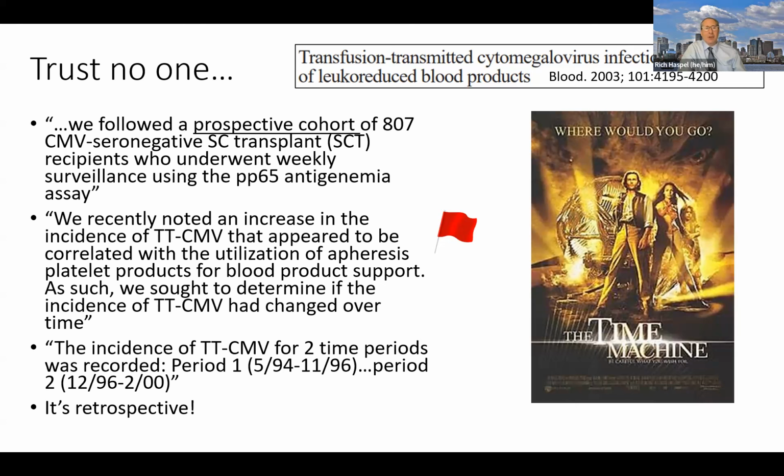So this was published in Blood, a good journal, but they're saying they did a prospective study when it is literally impossible. It's impossible that this was a prospective study. So that's just one example of, again, why it's really critical to read the methods.